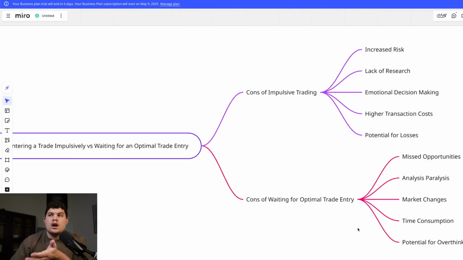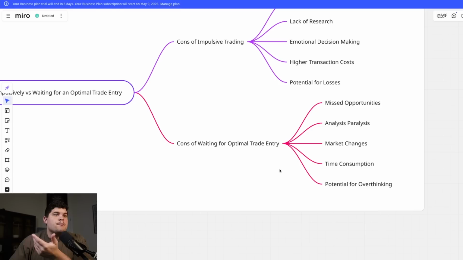The cons of waiting for an optimal trade entry, right? You'll miss out on opportunities. Analysis, this is the big one I see people struggle with, and I struggled with this too in the beginning. Waiting for a perfect setup, like okay, this is the 100% I can't lose, and that trade might never come. Market changes, structure. You might get your breakout. You might miss out on an opportunity. Like, okay, I want one more touch, but you don't get the other touch, or I want the touch, but you never get the touch. So those are things that might happen.